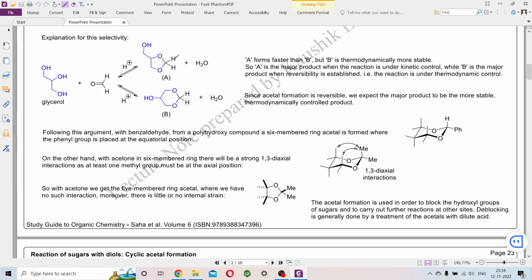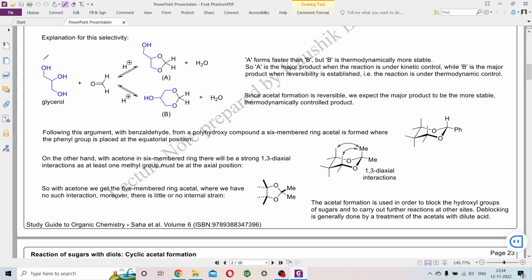If you have kinetic control, which means lower reaction time and lower reaction temperature, then it is the 5-membered ring acetal which forms, where glycerol acts as a 1,2 dihydroxy compound. On the other hand, if you promote reversibility by elevating the temperature or carrying out the reaction for a much longer period of time, then it is the 6-membered ring acetal which is the dominant product, that is B, which we have written here, and that is where the glycerol molecule is acting as a 1,3 diol.